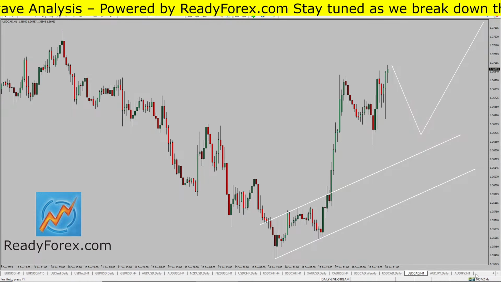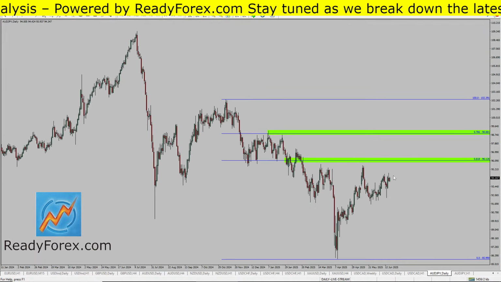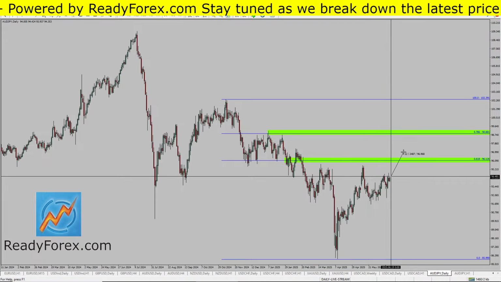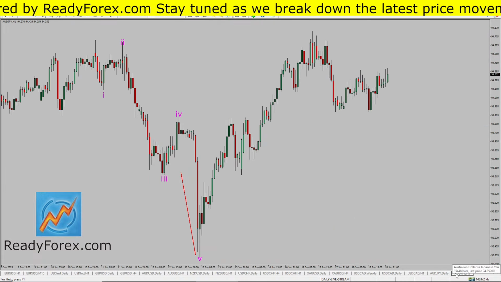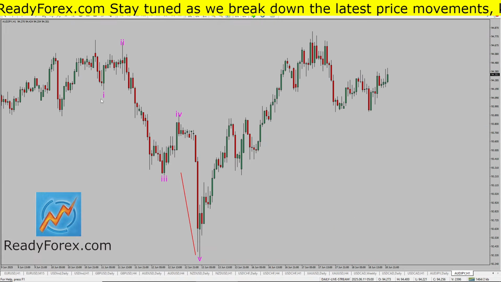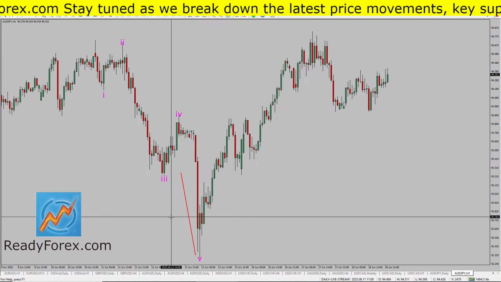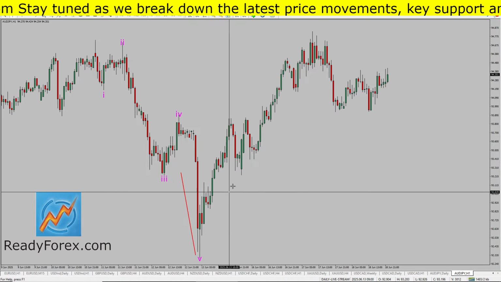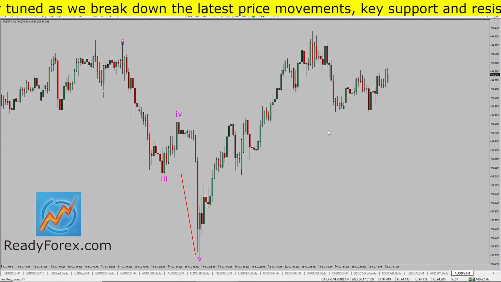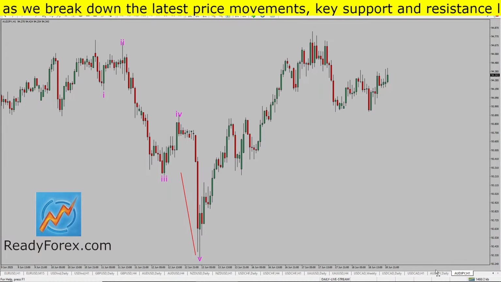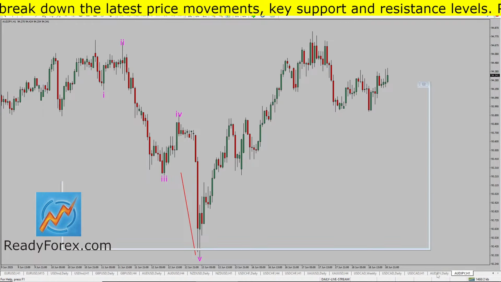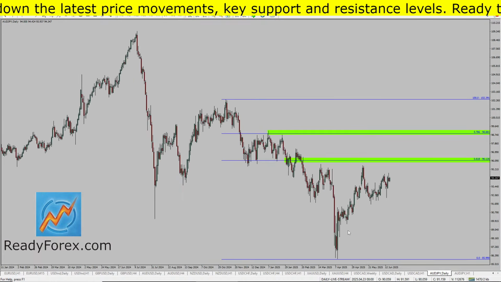Okay, next one is the AUDJPY currency pair. AUDJPY is most likely going to rise up more. And why I think that way? Because we got a completed 1 2 3 4 5 to the downside, so now expected reversal. So the way I see, AUDJPY is going to rise up more in next coming trading days.